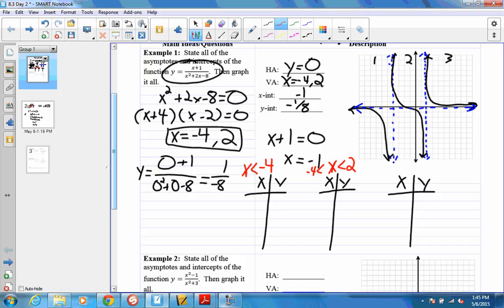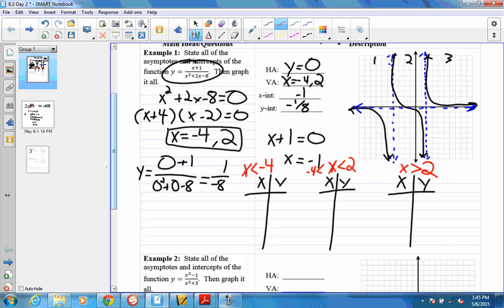Guys, I'm not super worried about you being able to label these tables and charts about what they're in between, but I do need you to see why these regions exist, right? So my last region, x just needs to be greater. Oops, I almost put -4. Greater than 2. So it's everything from there up.